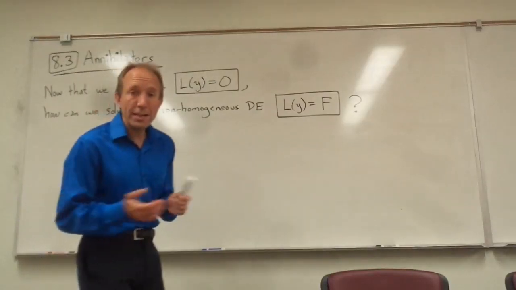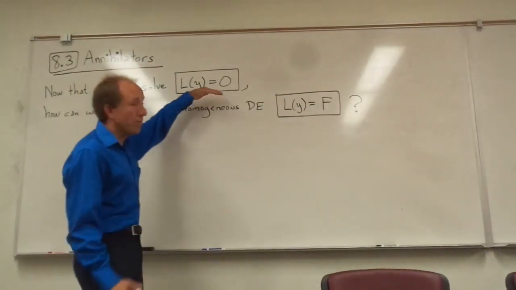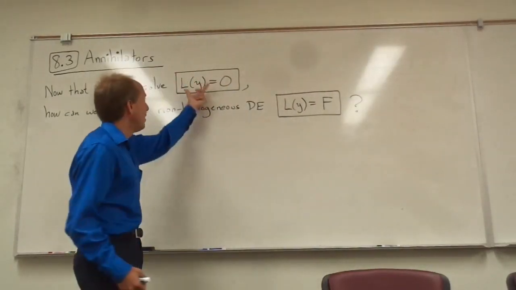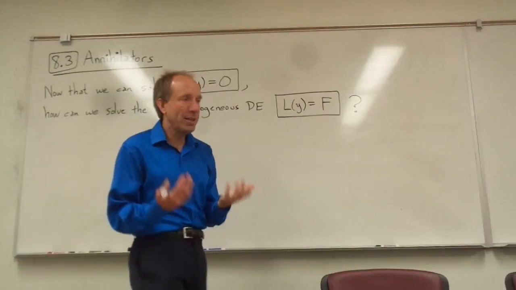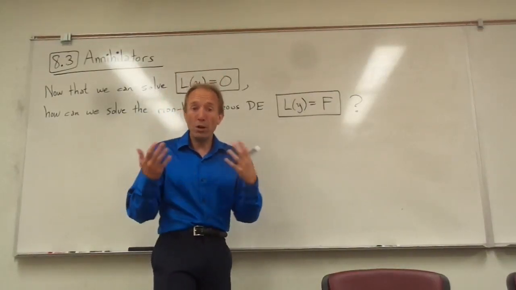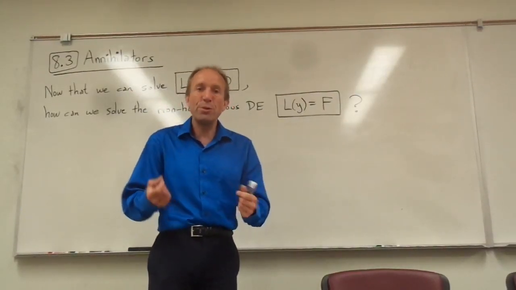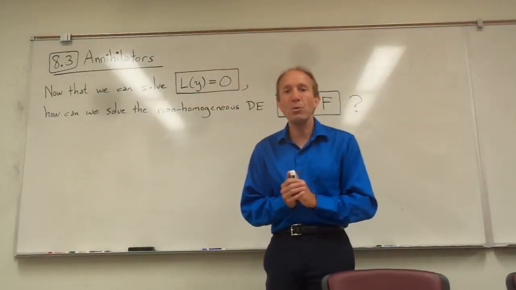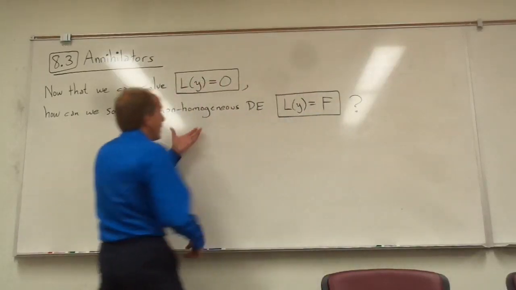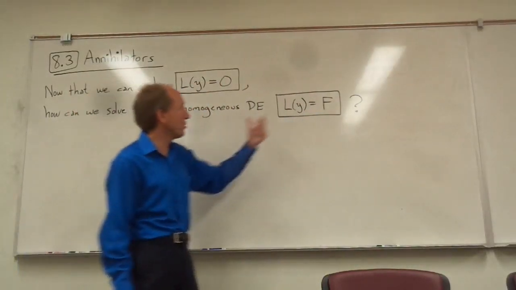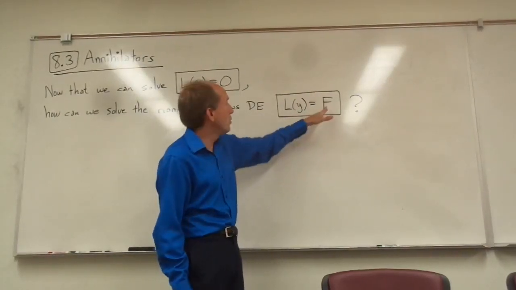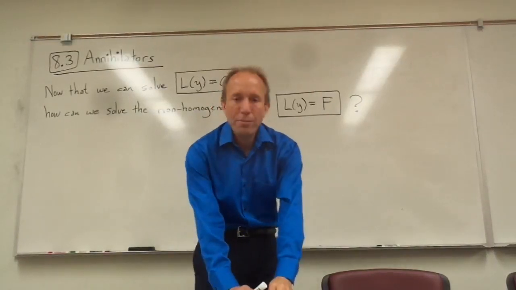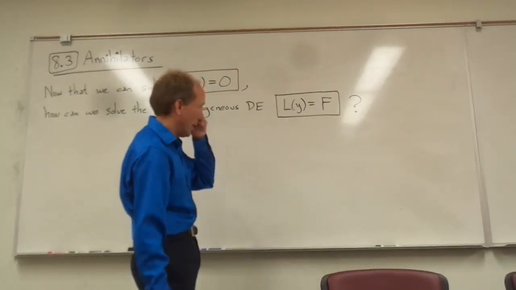We've just learned in the last class or so how to solve the homogeneous linear nth order differential equation L of y equals 0. We write down the auxiliary equation, we find the roots, and we deal with repeat or complex roots as appropriate. But what if we now want to go back and solve a non-homogeneous differential equation, where the right-hand side has some function, usually written as capital F?